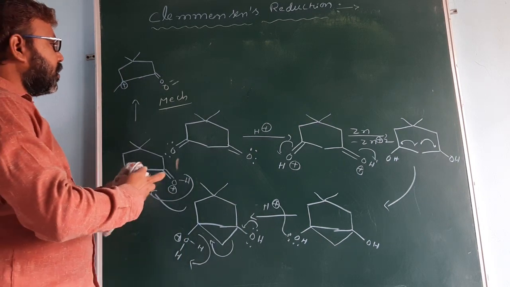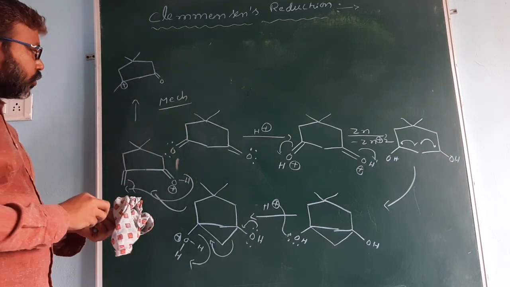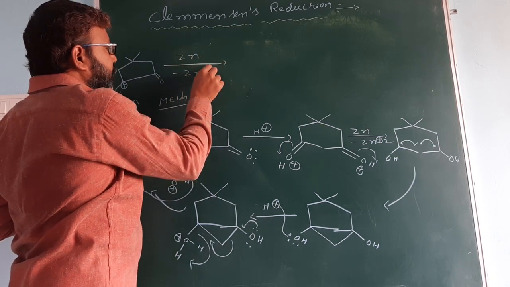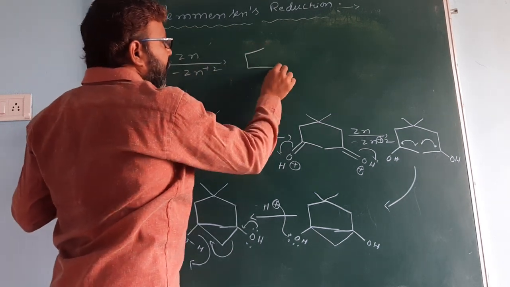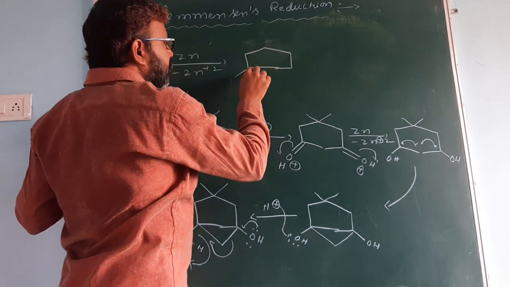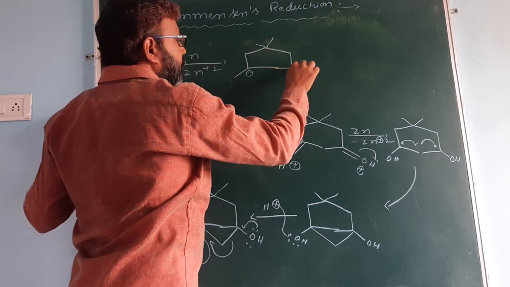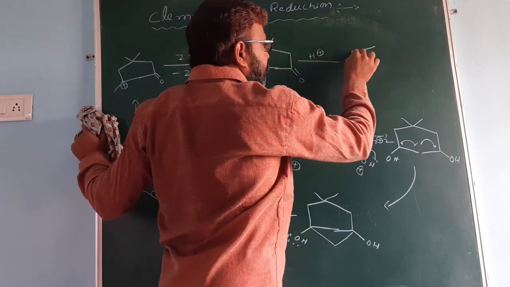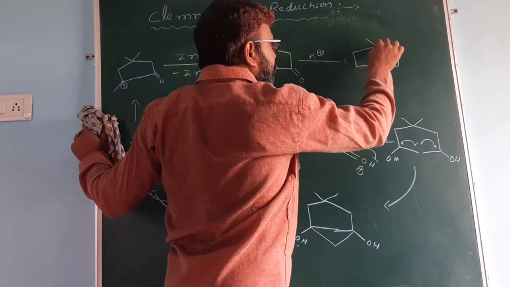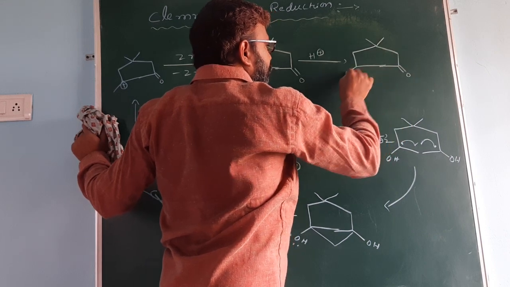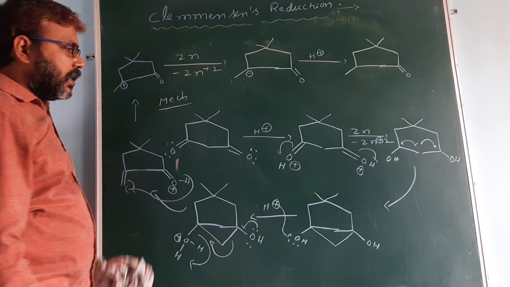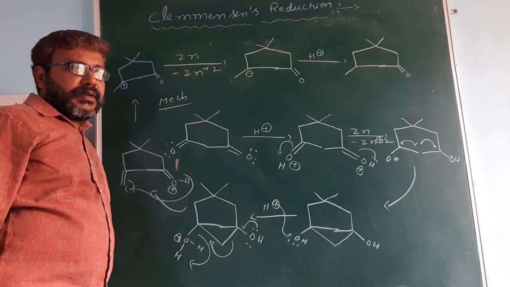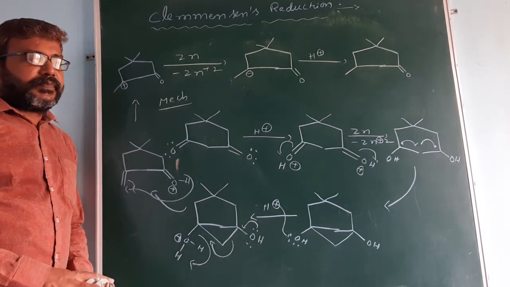Now the reaction takes place in the presence of zinc. Zinc can donate 2 electrons, converting into Zn plus 2 to give a carbanion. The reaction takes place in acidic medium, so H plus attacks here. You get this product, so this is a rearranged product. In this reaction, ring contraction takes place.